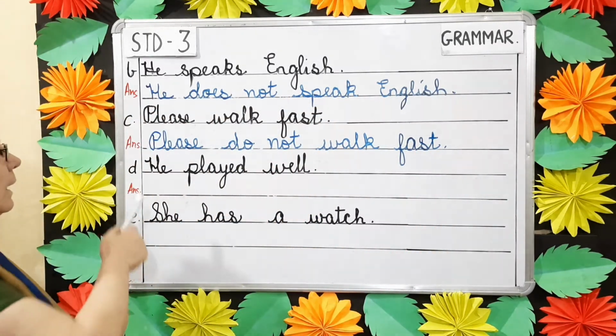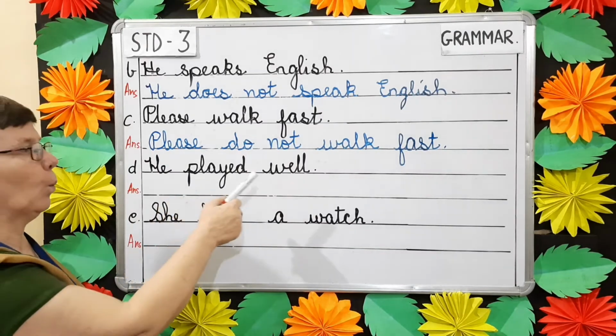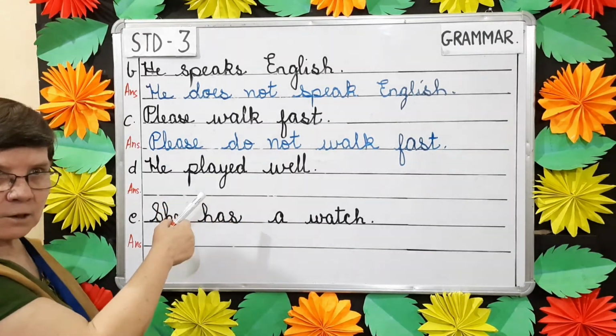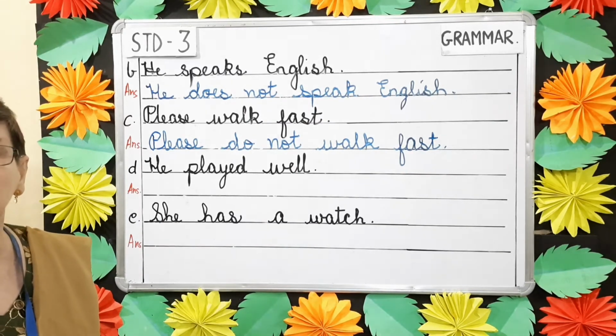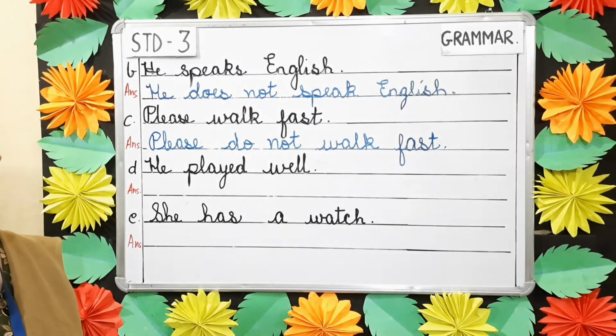Next, he played well. Here's the past tense, children. So the answer is he did not play well.